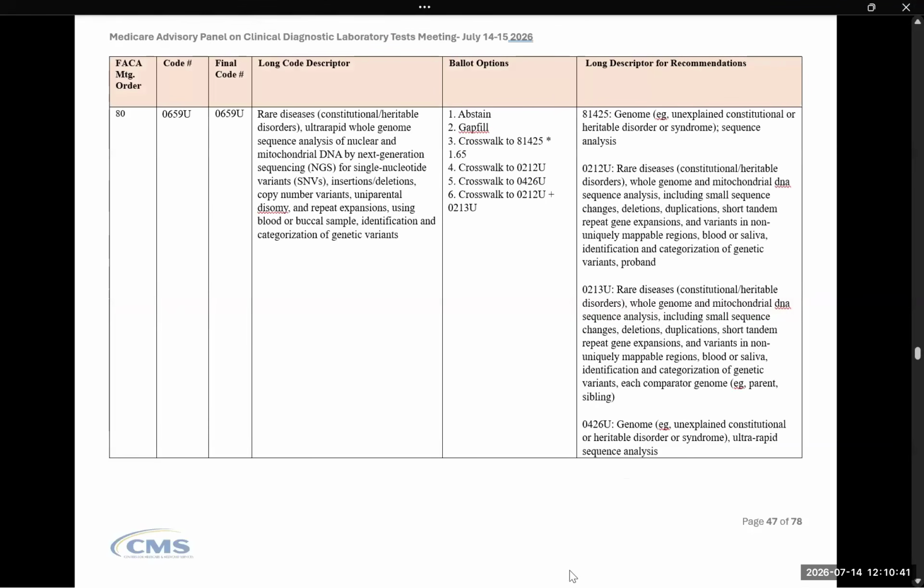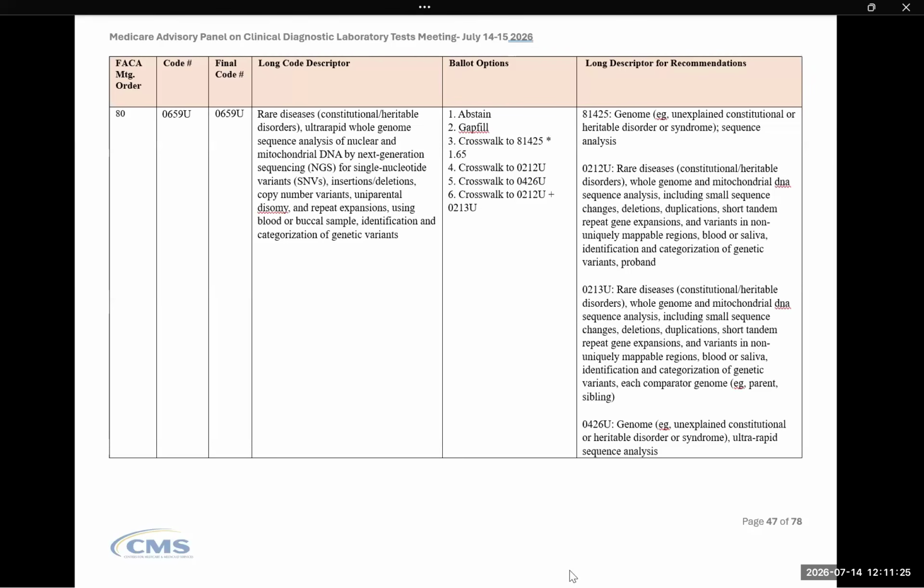0659U is again in this series of whole genome sequence analysis codes for rare disease. The differentiator in this code is the ultra rapid approach to the test and the results. We had a recommendation from the sponsor of 81425 times 1.65. The 1.65 in their presentation accounts for the ultra rapid aspect of the analysis. So we have that option available for selection.